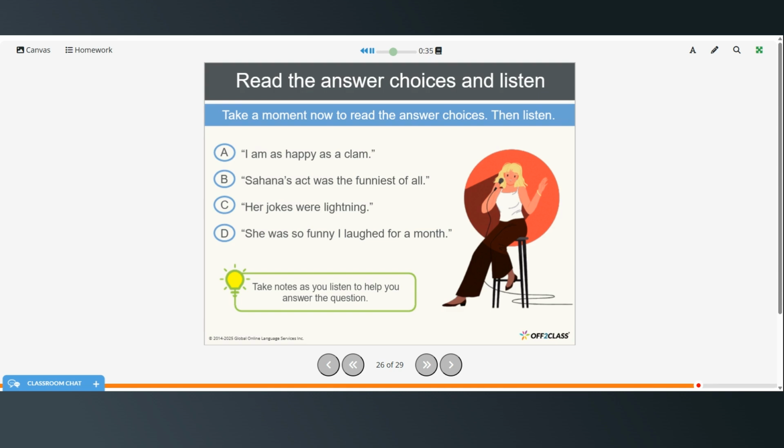Rena says, "The last act was Sahana, the comedian." Max says, "Sahana really knows how to entertain. What was her performance like?" Rena says, "You wouldn't believe it. Her jokes were so sharp, they could have cut through the air. I was laughing so hard that I felt like I couldn't catch my breath."